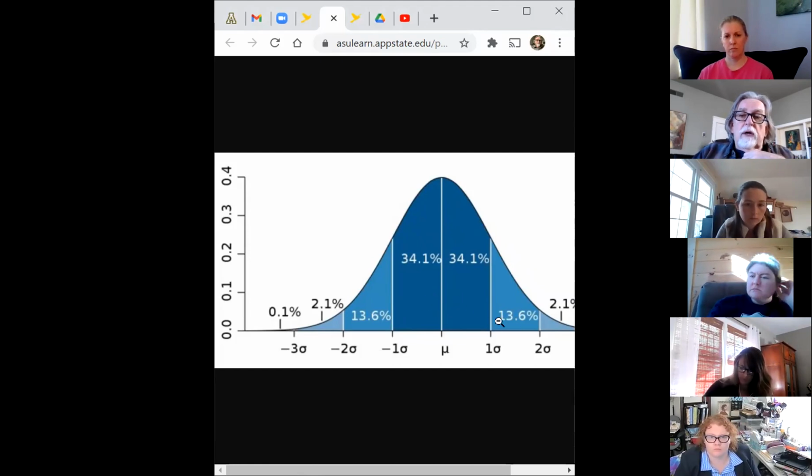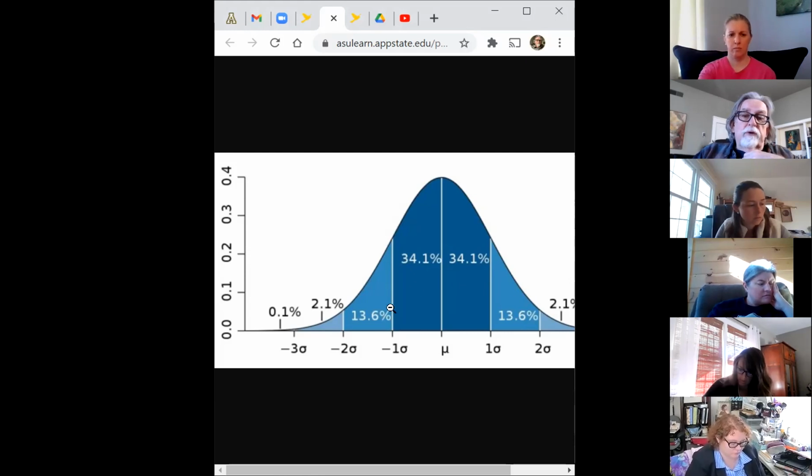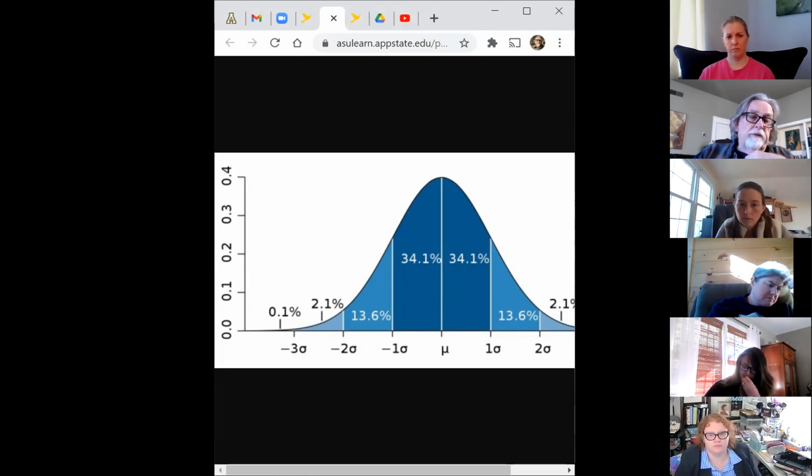Between 1 and 2 standard deviation units is another about 13.6% of the area. And between -1 and -2, the same, 13.6. Between 2 and 3 is 2.1% of the area. And below -3 is a little bit less than 0.1%, and that plays all the way out. The curve theoretically never reaches the axis. The curve never gets there.